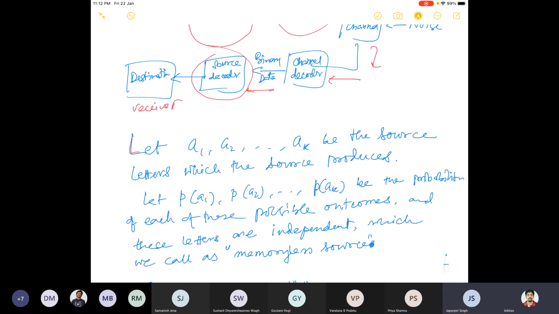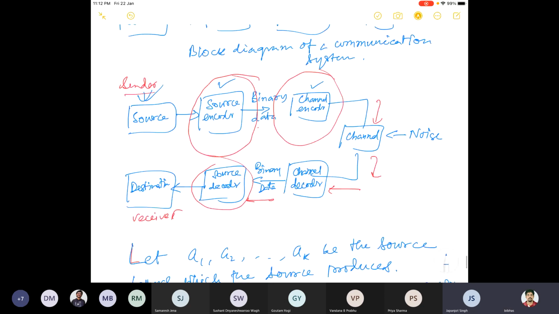Can you please repeat this? Like, what is the problem with both of the cases?